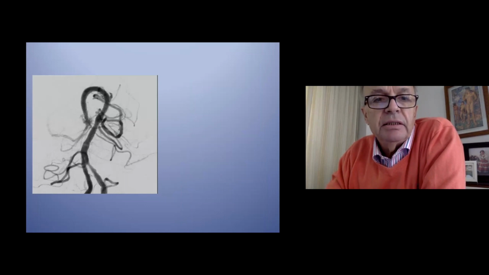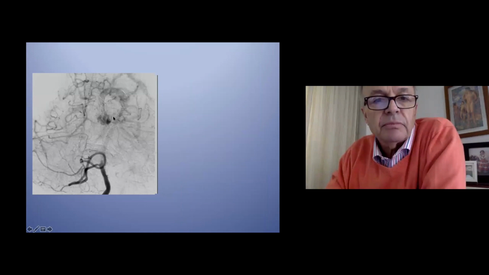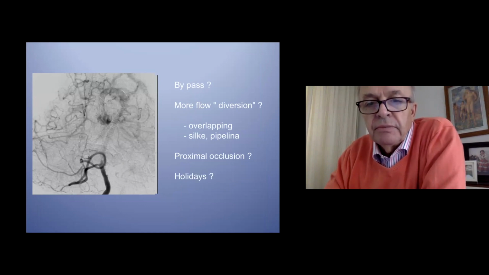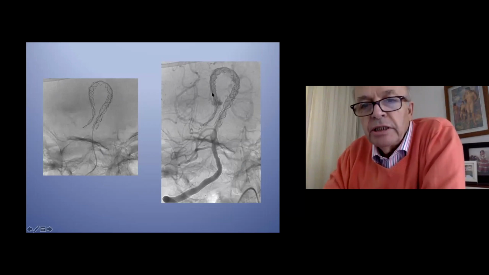I decide, this is the angio, you see the endoleak. In this point, also in this point. Look at the endoleak, look at the contrast here. At this moment, the discussion is bypass, more flow diverter, overlapping, Pipeline at this moment, proximal occlusion, holidays. I decide to treat, to put some more Leo stent to cover this endoleak.